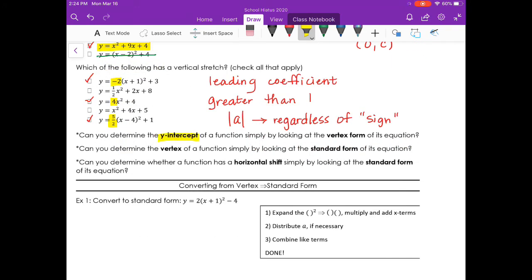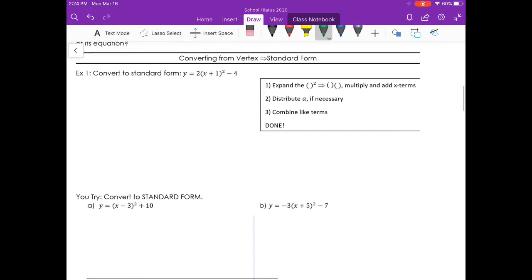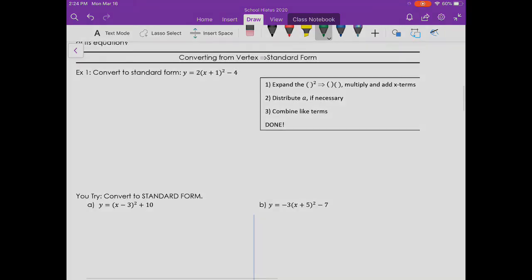It's easy to think that we can tell specific information just by looking at the equation of a function, but we cannot tell the y-intercept of a function by looking at its equation in vertex form. We cannot tell the vertex by simply looking at an equation in standard form, and we cannot determine whether there's a horizontal shift when we look at the equation in standard form. It's important to know the different types of information that we can get from looking at the equation in its different formats so that we can identify the important characteristics of the graph.